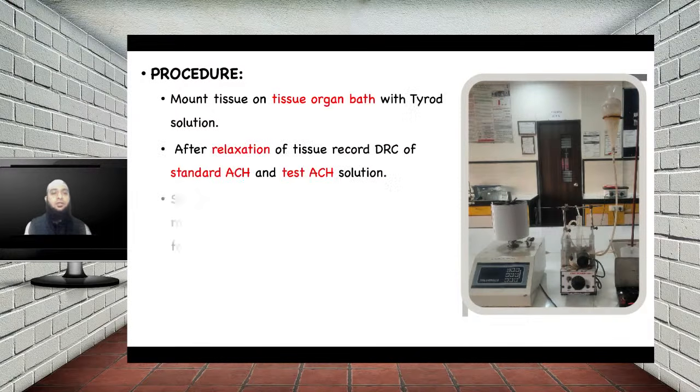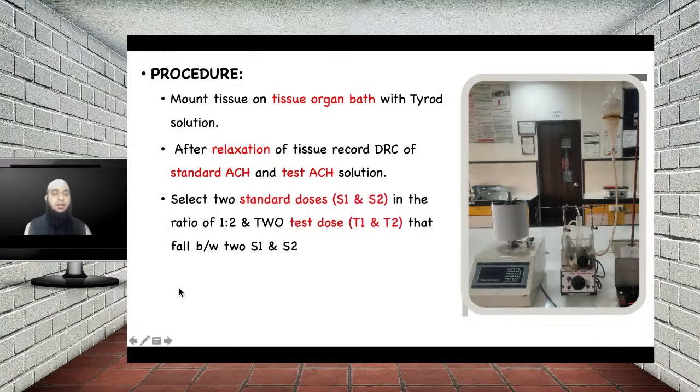Okay, so after mounting the tissue, after relaxation of the tissue, you need to record the DRC of standard acetylcholine and test acetylcholine solution. Once that is done, since it is a 4-point bioassay, you are going to select two doses of the standard, that is S1 and S2 in the ratio of 1:2, and two doses of the test, that is T1 and T2, that should fall between the two standards, S1 and S2. So we will see this when we draw the DRC. There your concept becomes more clear, how you are going to select the two doses of the standard and how you are going to select the two doses of the test.